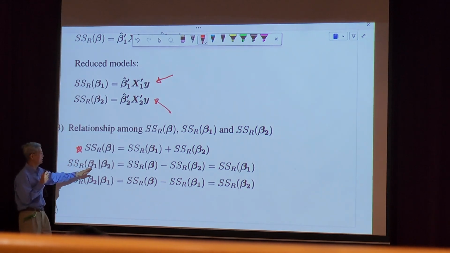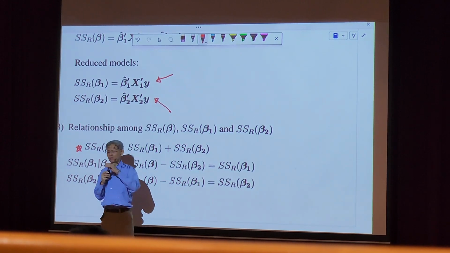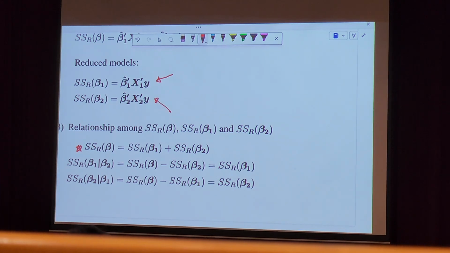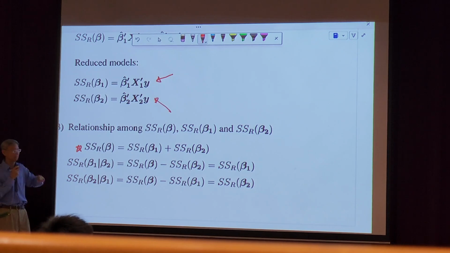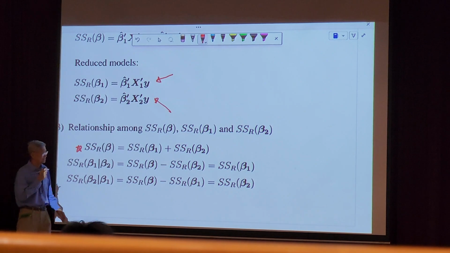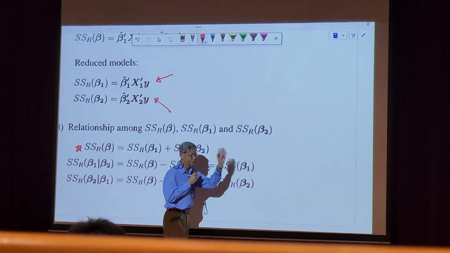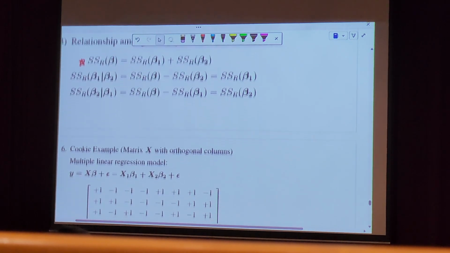So SSR beta 1, given that you have accounted for beta 2, is just SSR beta 1 without having to consider beta 2. Why? Because the regressor X1 is independent of the regressor X2. It's like conditional probability that you learn in the probability module, right? If X1 and X2 are independent, then the sum of squares regression for beta 1 after accounting for beta 2 is exactly the same as the regression sum of squares for beta 1 without having to consider X2. Why? Because X1 and X2 are independent. Orthogonal means independent.